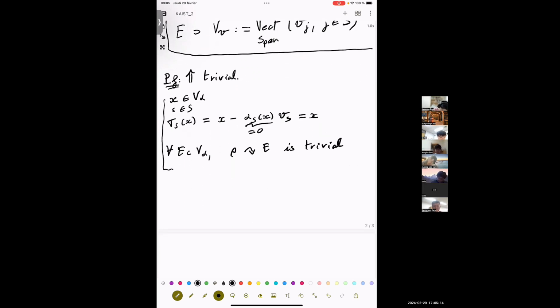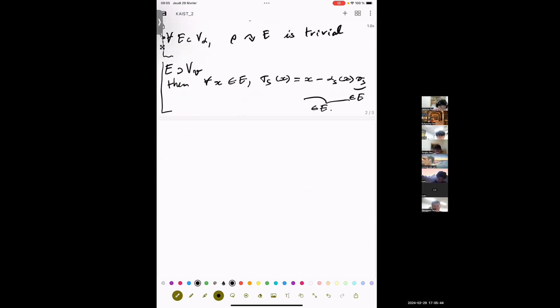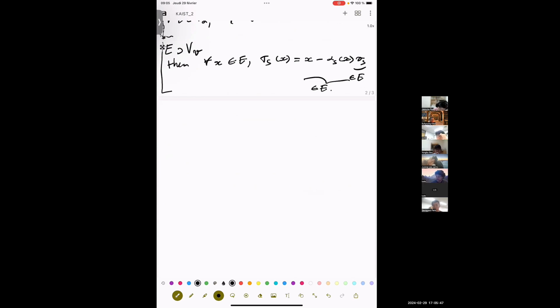And basically the same formula tells you that if E contains V_V, then for any x in E, sigma_s(x) is x minus alpha_s(x) v_s. Since you have this element which is already in E, this is again in E. So it's elementary. And the more interesting part is the converse. So take E which is rho invariant.